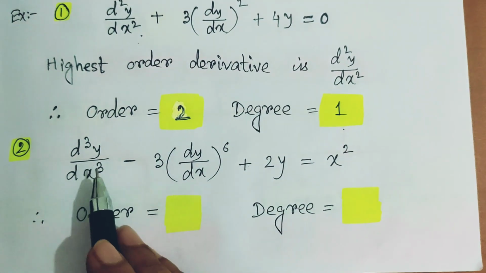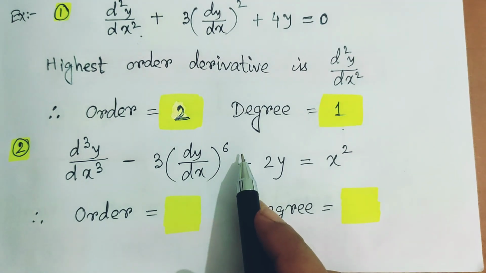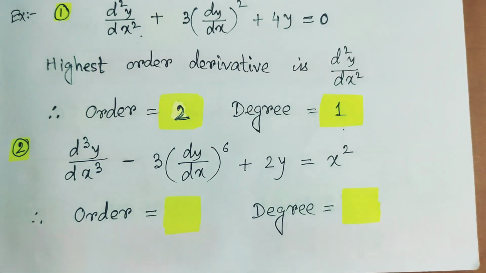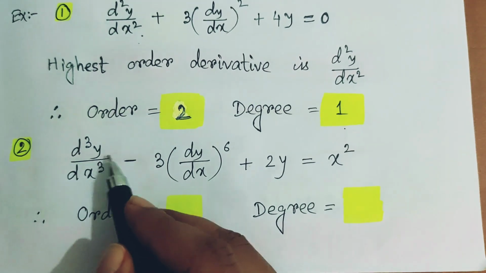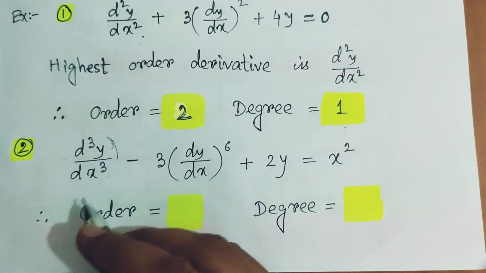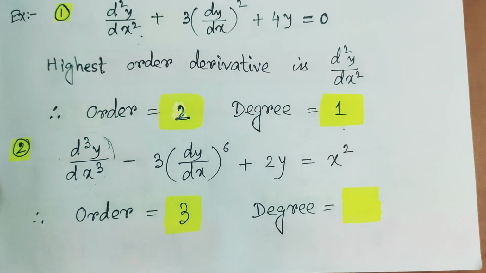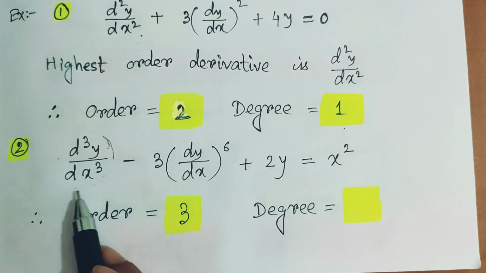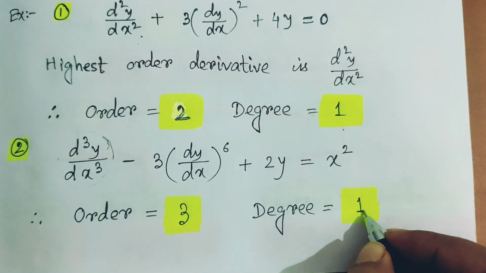Now the second example for you. Here it is d³y/dx³ minus 3 (dy/dx) whole to the power 6 plus 2y is equals to x². When you are going to calculate its order, its highest order derivative involved here is this one. It is the third order, so the order of the differential equation is 3. And regarding the degree, we should emphasize only on the highest order derivative. That means this one only. So its highest power is 1. So the degree should be 1 only.